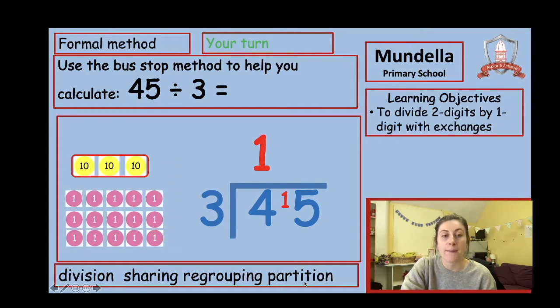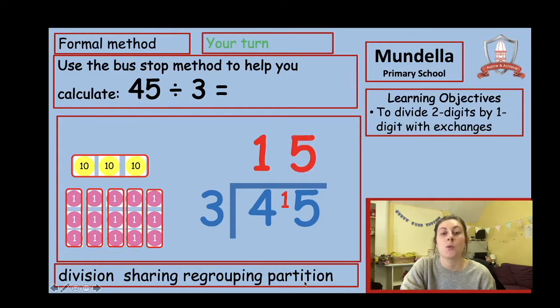There we go. So how many 3's go into 15 1s? 1, 2, 3, 4, 5. Well done. 3, 6, 9, 12, 15. Well done. 45 divided by 3 is 15.